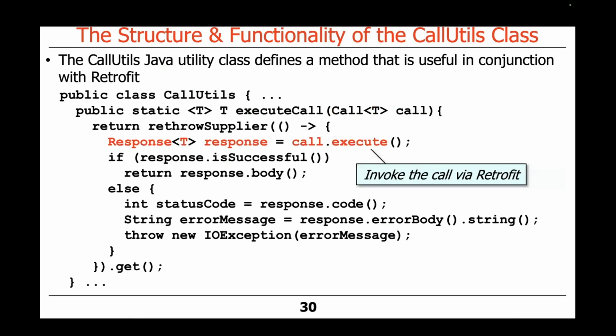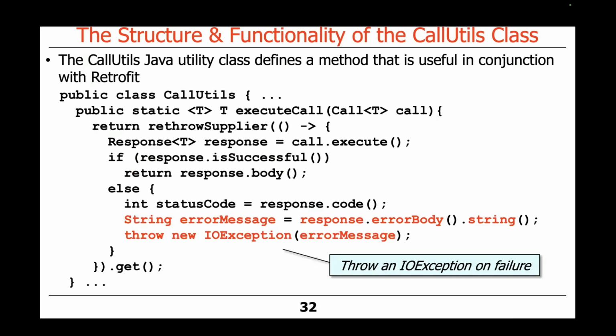Here's what it does. It calls execute on the call object, which gets back a response after making the call to the API gateway. And then if the response indicates success, we return the body, which is of type T. We get back the result on success and all is well. If something goes awry and we don't get back something successful, then we take the error message, wrap it up in an IO exception, and throw that IO exception back to the client. This is on the client side, by the way. This is all client code now.